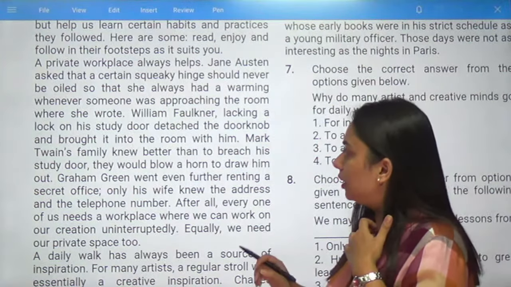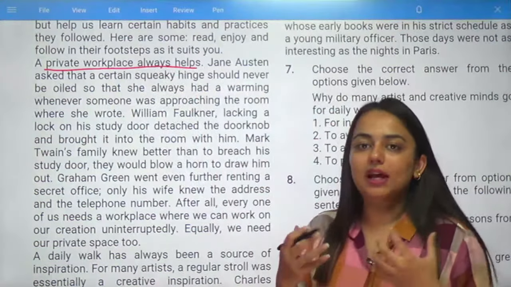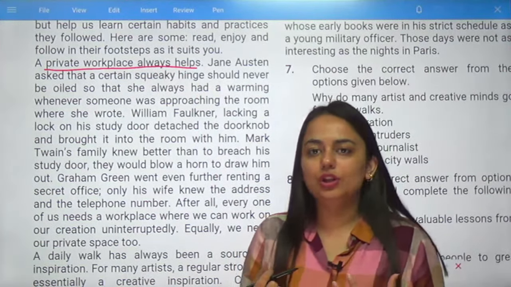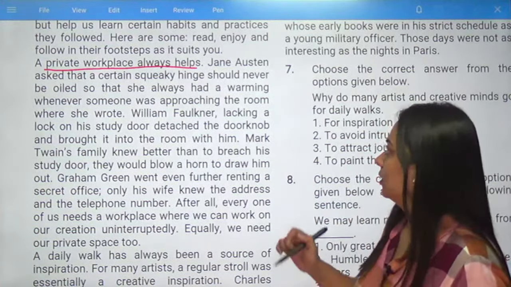तो यहाँ पर the line that we can see is a private workplace always help. हम lifestyle की बात कर रहे हैं कि कैसा lifestyle होना चाहिए. So this is one of the things कि private workplace होनी चाहिए हम सबके पास.